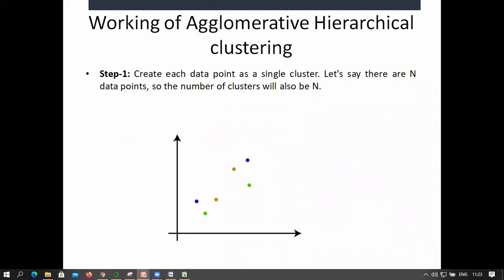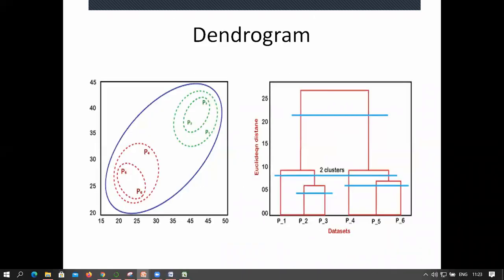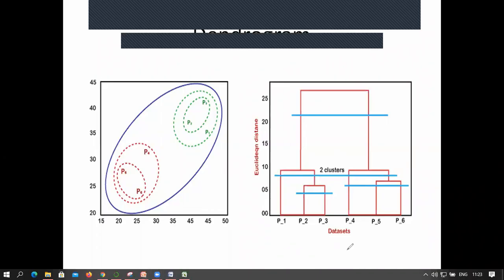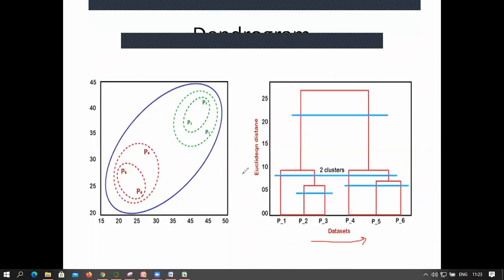How many clusters were there? Starting there were 6. So over here you need to make a tree structure in which you take the data points on one axis and the distance on the other. How to find the distance, I will tell you later, because there are many ways to find the distances between different clusters. Suppose the distances are written as 0, 5, 10, 15, 20, 25, and here are the data points: P1, P2, P3, P4, P5, and P6.